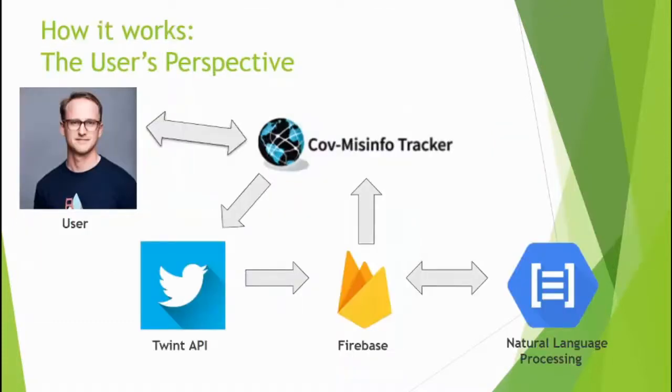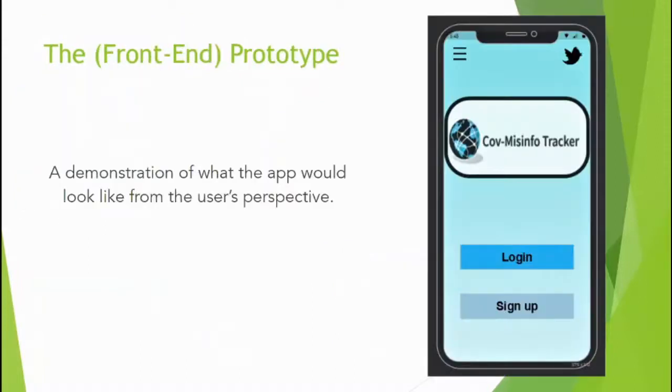This is what the flowchart would look like from a user's perspective. It involves the Cov-Misinfo platform, as well as the Twint web scraping tool to extract queried tweets, the Firebase API to store information, and the natural language processing API to analyze the tweets for key terms that would be used to classify misinformation. We'll go over a front-end demo, then a back-end demo of each of the utilized cloud platforms and tools.